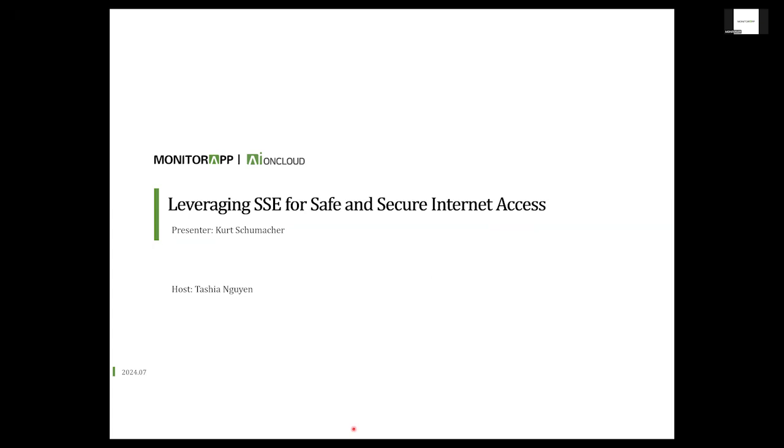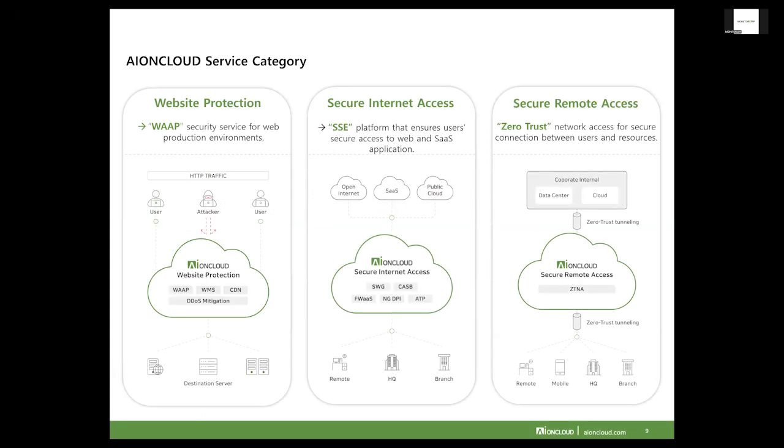And I'm going to be walking you through many different details about our Ion Cloud platform and specifically the service of our secure internet access. So I want to take a look at this picture right here. And this shows the three different types of services that we offer with the platform. And we're going to be looking at this one right here, secure internet access.